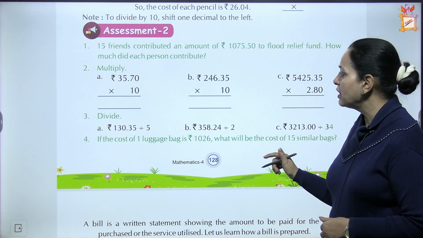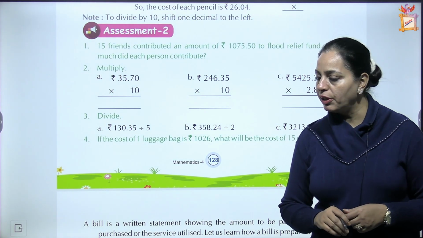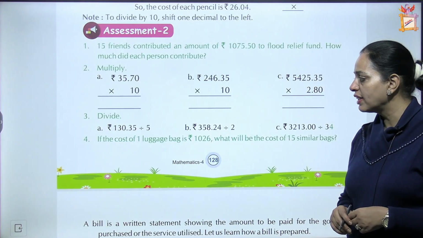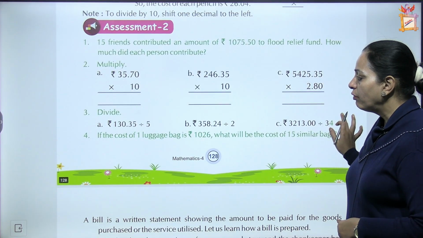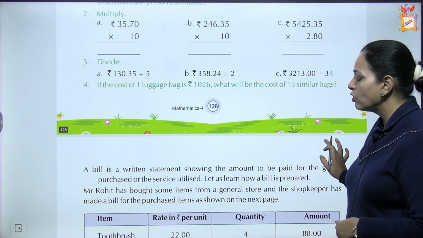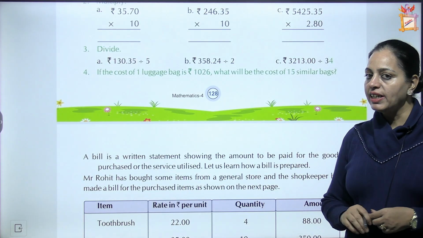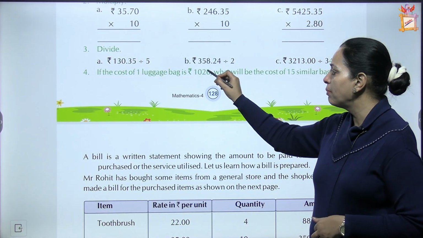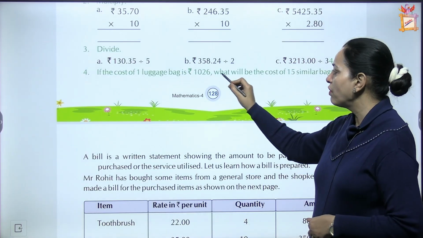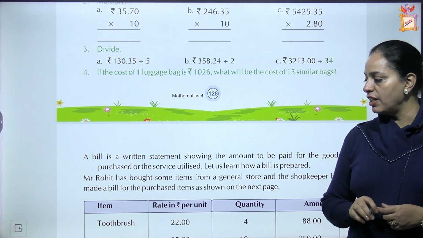The second one multiply, so you can do multiplication. ऐसे third है division, and the fourth one, if the cost of one luggage bag is rupees 1026, what will be the cost of 15 similar bags? It means multiply 1026 by 15.